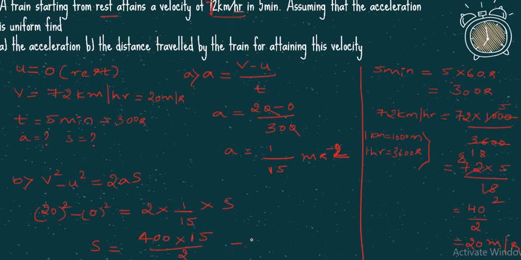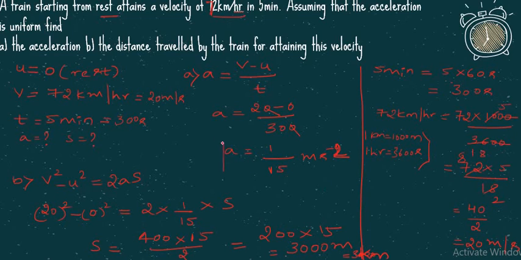So it is equal to 200 into 15. So what is the answer? It is 3000 meters. Correct? If I want to express it in kilometers, I can write this as 3 kilometers. Why? 1 kilometer is equal to 1000 meters. So it is equal to 3 kilometers.